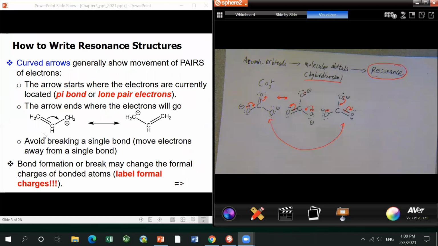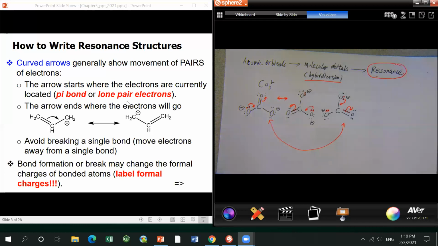So how do we draw the resonance structure? As already said, we use a curved arrow to show the movement of a pair of electrons, two electrons. You need to give an indication of where these two electrons go. That means the arrow should start where the electrons are currently located, normally a pi bond or lone pair electrons. The example is shown here.